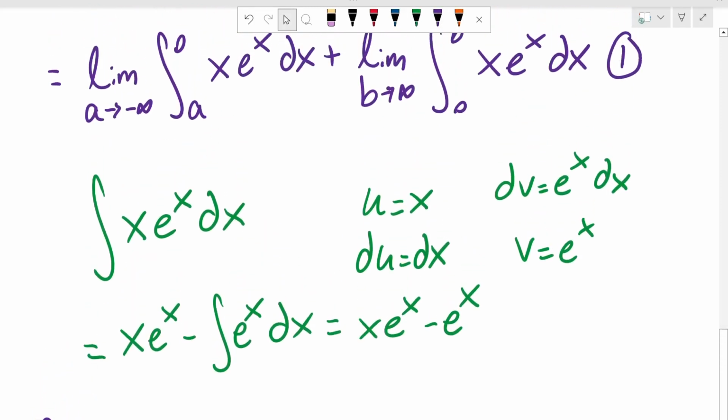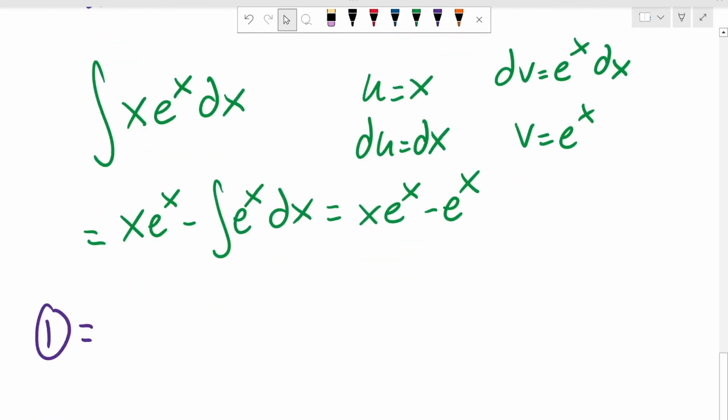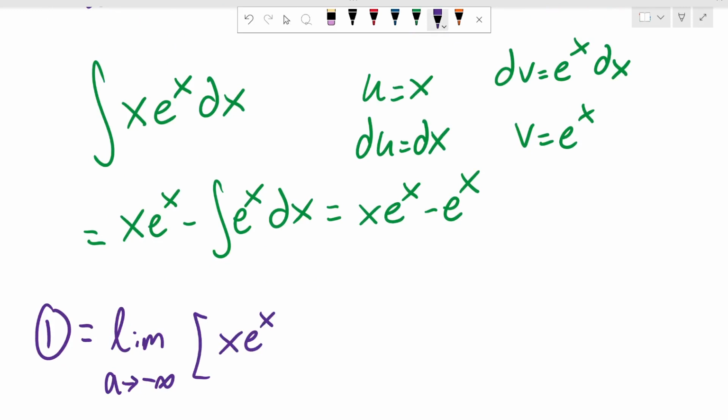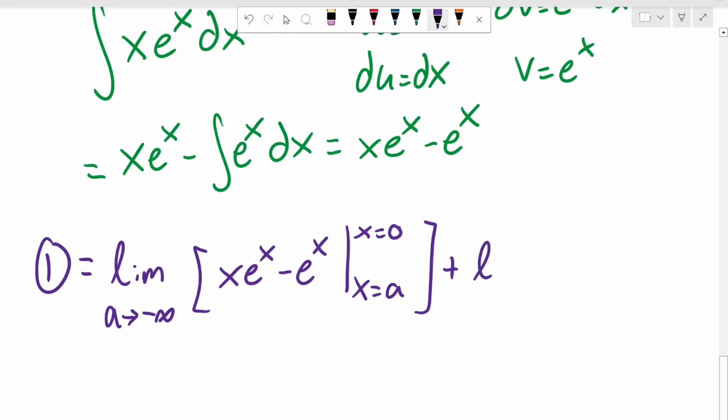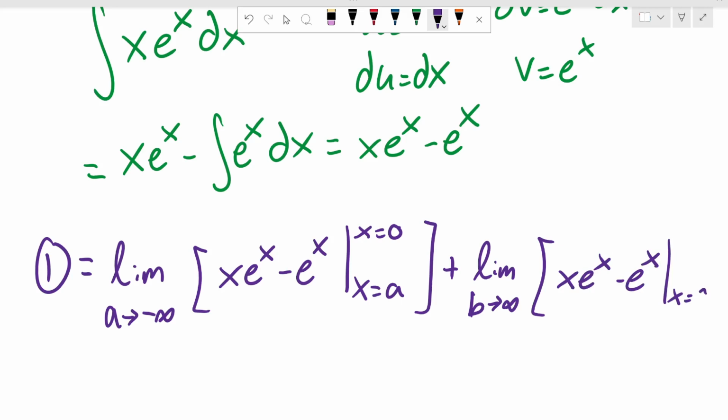So then 1 is going to be equal to the limit as a goes to negative infinity of x e to the x minus e to the x evaluated from x equals a to 0, plus the limit as b goes to infinity of x e to the x minus e to the x from x equals 0 to x equals b. Okay.